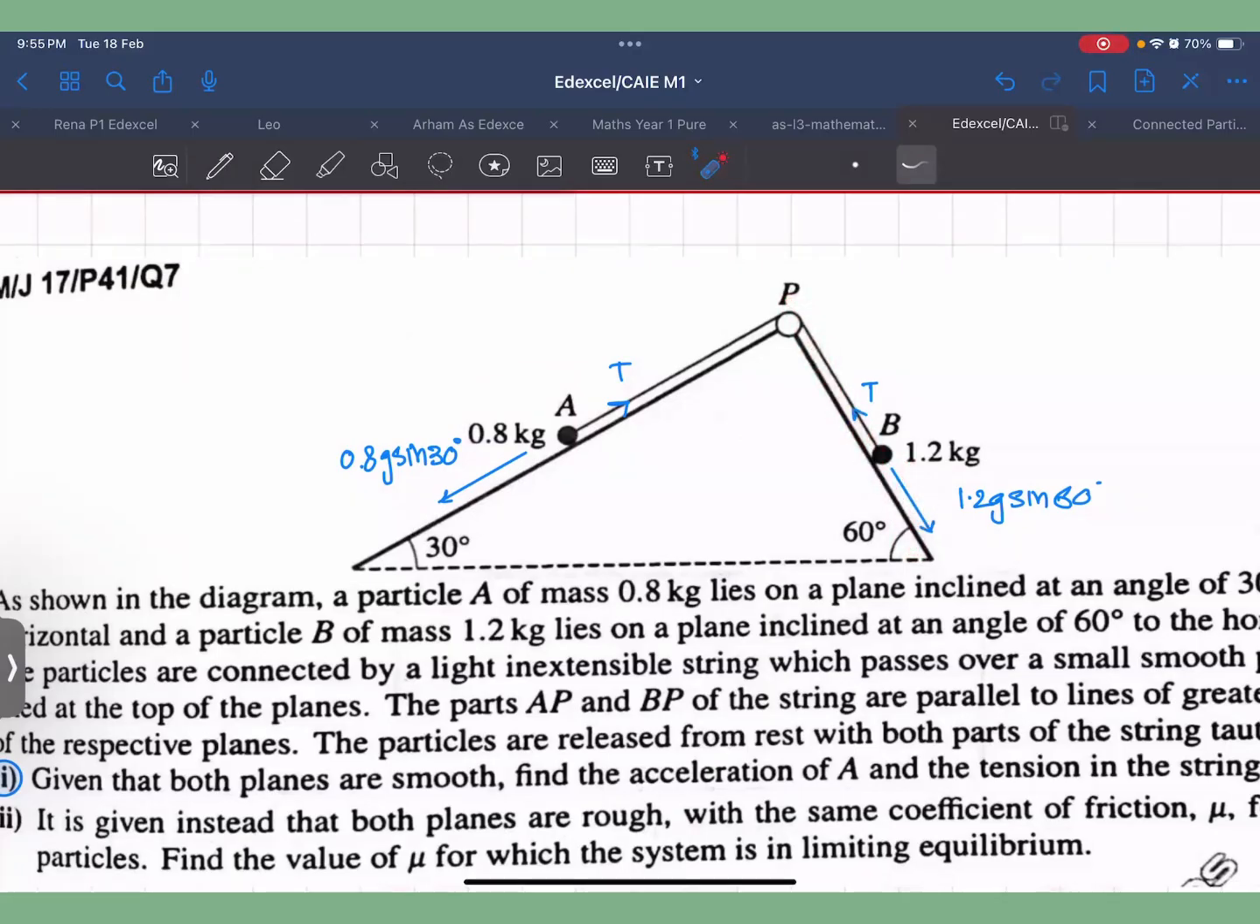Think about it. Sine 60 is root 3 over 2, and sine 30 is half. So root 3 over 2 is bigger than half. So whenever your inclined plane is steeper, your weight component parallel to the plane is bigger than the normal component perpendicular to the plane. Okay, so the assumption right now is that B goes down.